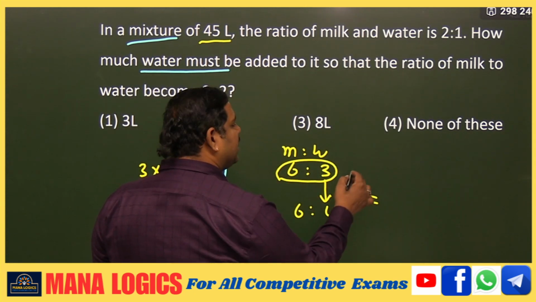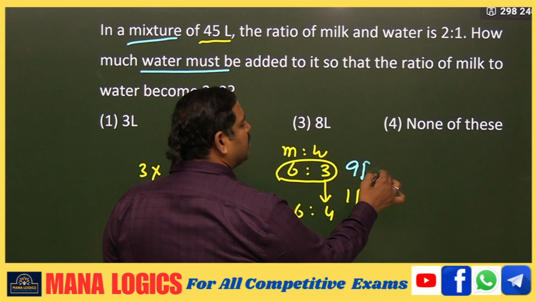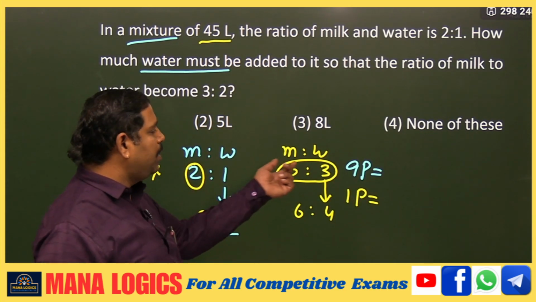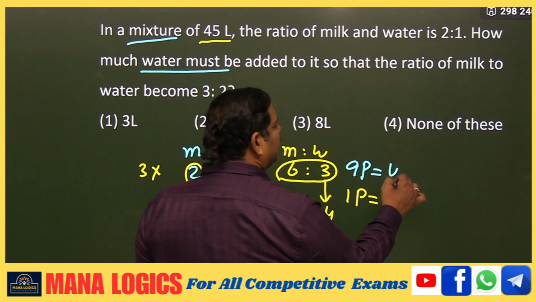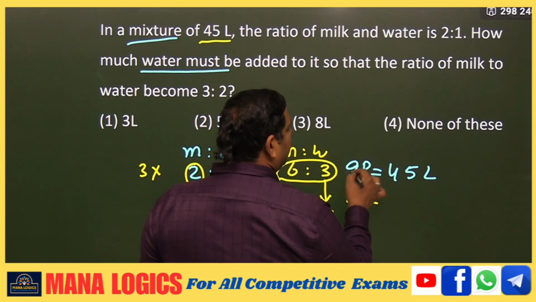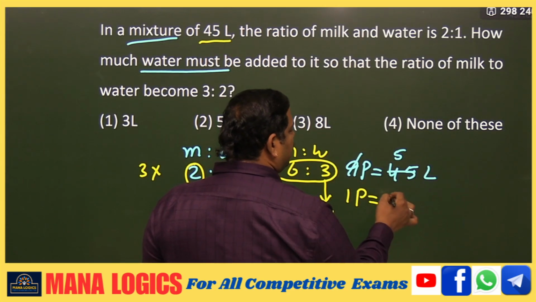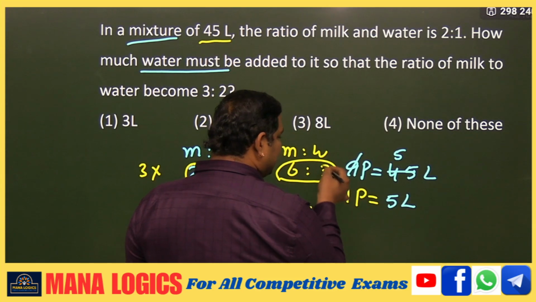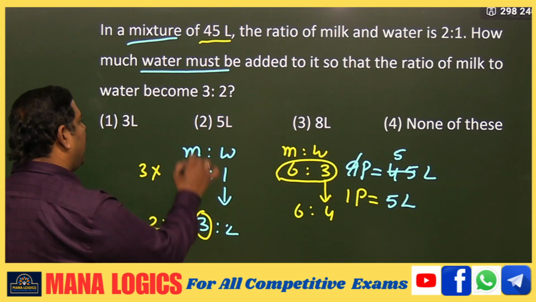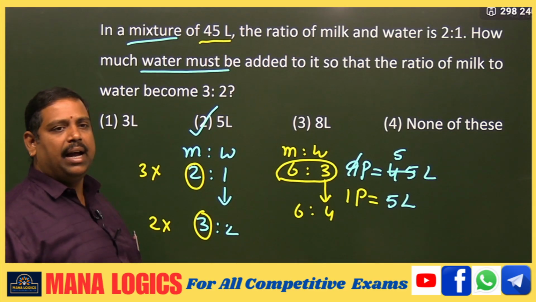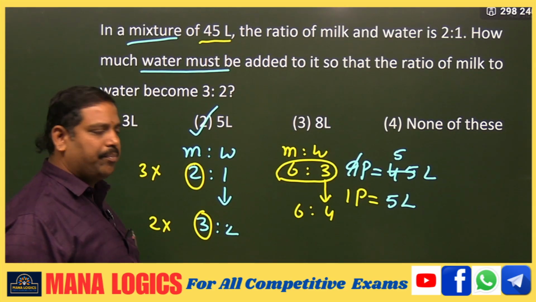6:3 means 6 plus 3 is how many parts? 9 parts is the total mixture, right or wrong? Milk is 6 parts, water is 3 parts, total is 9 parts. That is equal to the 45 liters he specified. 9 ones are 9, 9 fives are 45. So 1 part is equal to 5 liters, and he is adding only 1 part, sir. So there ends the game. How many liters of water should be added? 5 liters of water should be added.